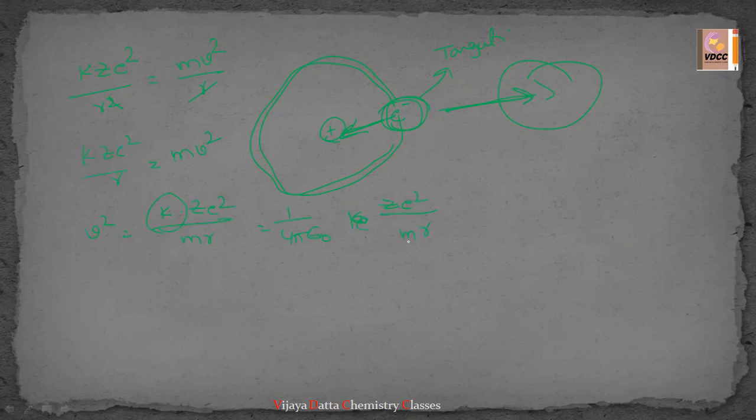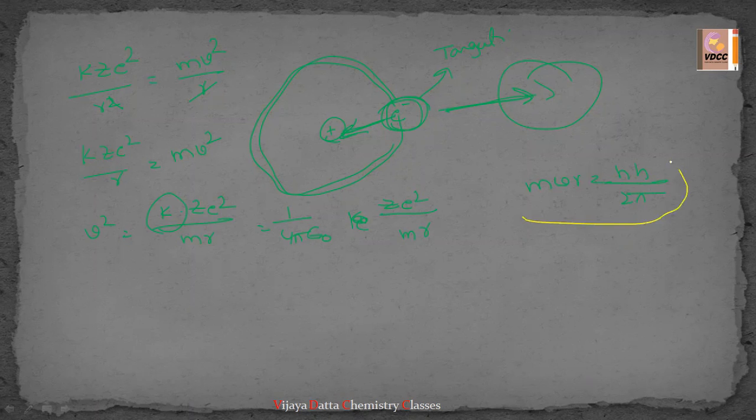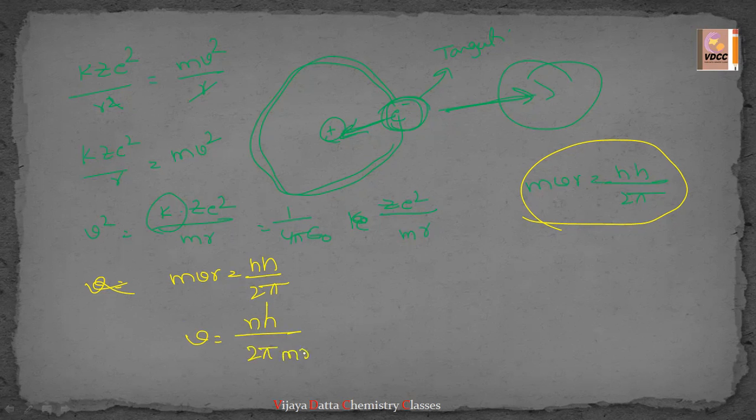But actually what we know, one of the postulates is m v r equal to n h by 2 pi, right? One of the postulates is m v r equal to n h by 2 pi. I'll change the ink color. This m v r equal to n h by 2 pi, we want to substitute here. So V we can take, otherwise m v r equal to n h by 2 pi we have. So what we want is v equal to n h by 2 pi m r. Just substitute this value here.